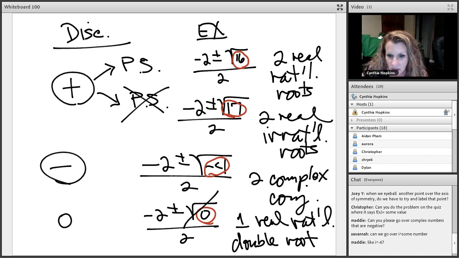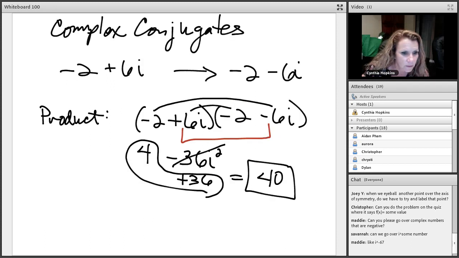Okay, Christopher, I hope that helped. All right, John, do you always take the square root of both sides? Let me go back over one more page, I think.